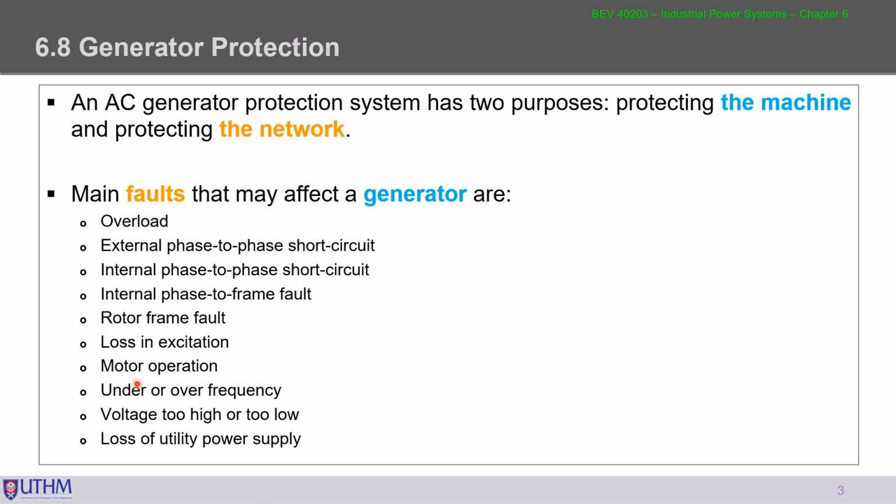And then motor operation, under or over frequency. Next is voltage too high or too low. And last is loss of utility power supply.